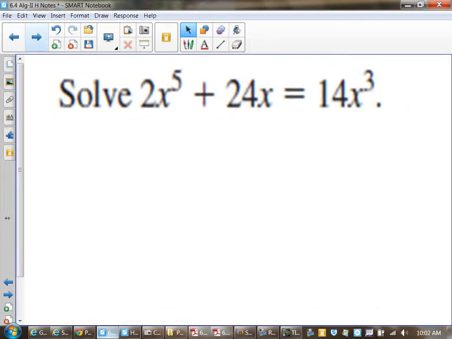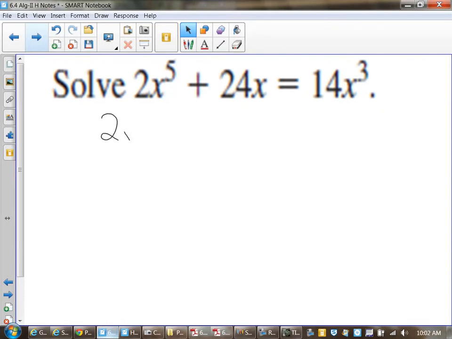What changes now? I'm solving. So when I'm done factoring, what do I have to do? Set it equal to 0. Very good. So again, we have 2x to the 5th plus 24x equals 14x cubed. What do you think your first step is going to be? On the other side? Okay. So we start moving some stuff around. So we have 2x to the 5th minus 14x cubed plus 24x is 0.